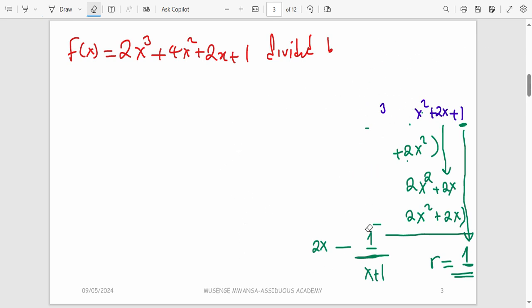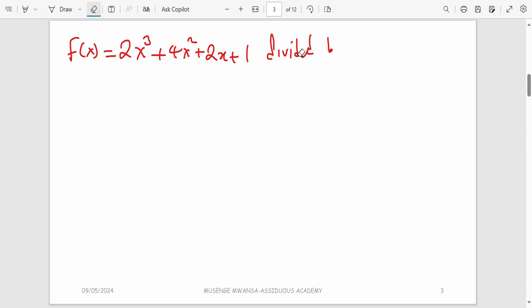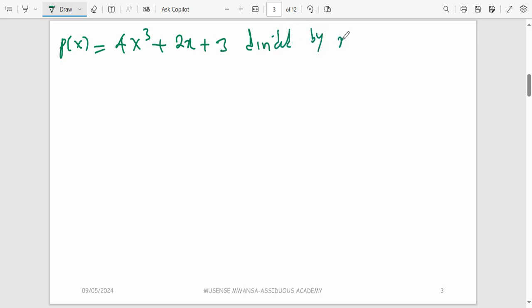So the question is going to be, we want to find the quotient and the remainder for the question that we are going to have here. Okay. So let's say for the function that we have been given, let's say we are given p of x, and p of x, let's say is equal to 4x to the power 3 plus, let's say 2x, and then plus, okay, plus, let's say a 3. And they say that this one is divided by x squared plus 1.